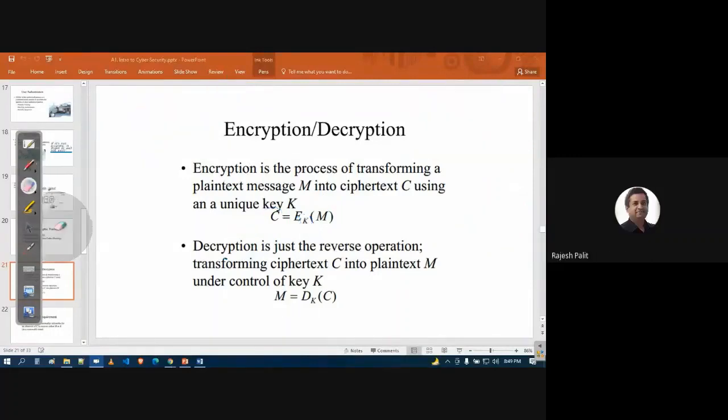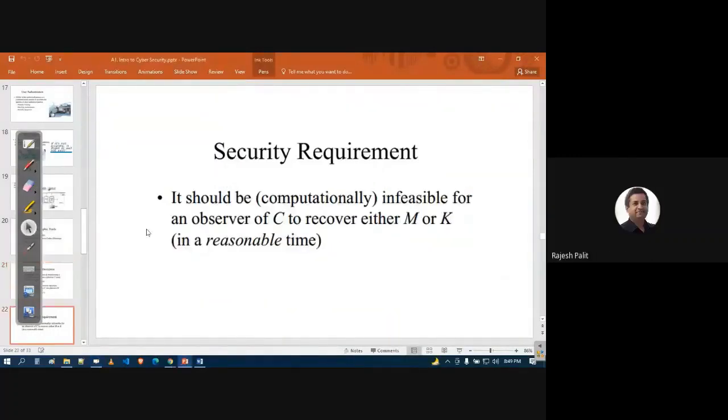No, sir. Okay. Now the second one. What is the security requirement of encryption and decryption?